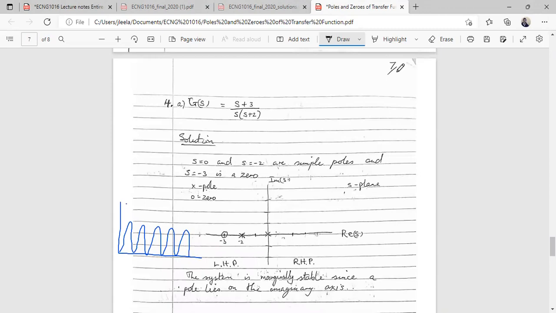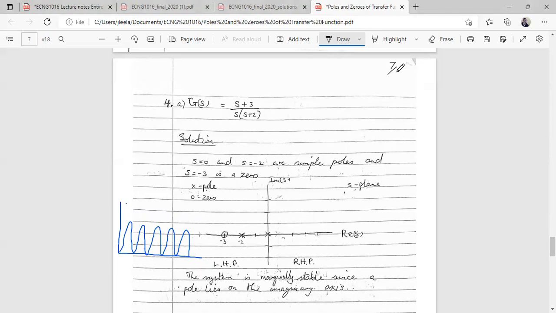Okay, so let's look at A. (s plus 3) over s into (s plus 2). So that is your transfer function there. Your poles will lie at s equals 0 and s equals minus 2, and they would be two simple poles, and s equals minus 3 is a zero. So look at my pole-zero plot there: X at the origin and X at minus 2, and zero at minus 3. And you have your left-hand plane here, right?